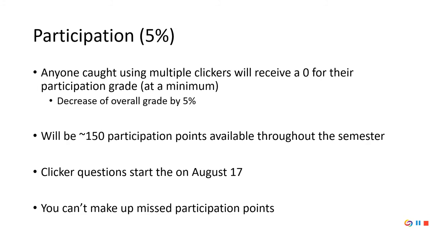When it comes to clickers, everybody needs to have a physical clicker. If you're caught using multiple clickers, you and the person whose clicker you are using will get a 0 for your participation score for the entire class. Okay, so that's 5% of your grade that you've just lost. Clicker questions start on the first day. If you don't have your clicker or your license on the first day, it's not that big of a deal, but you want to get that as soon as you possibly can.